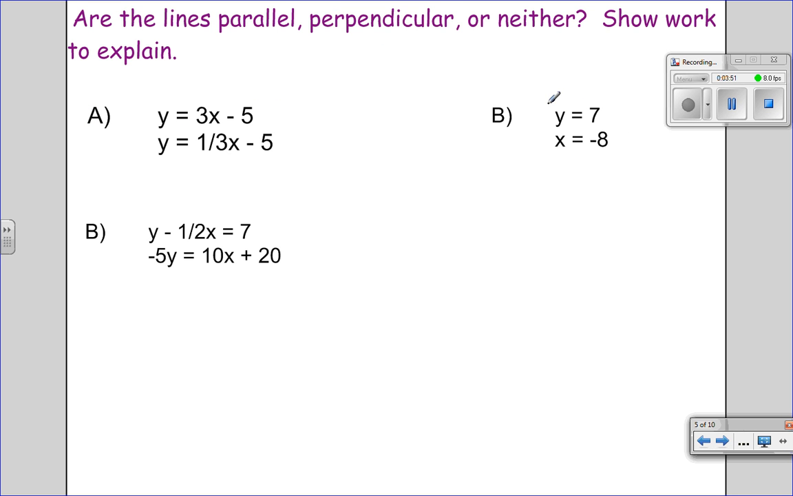And the last thing to address is showing if they're parallel, perpendicular, or neither. If you have a horizontal line, which is y equals 7, and a vertical line, x equals -8, a horizontal and a vertical line would be perpendicular.